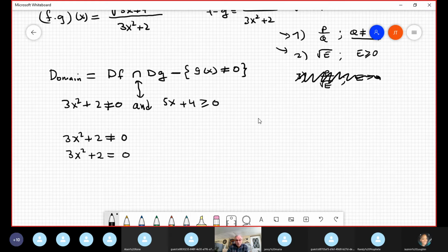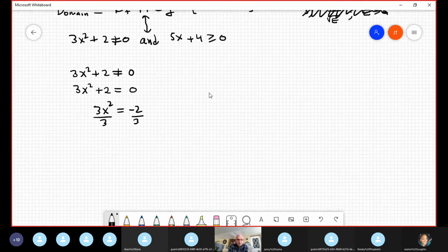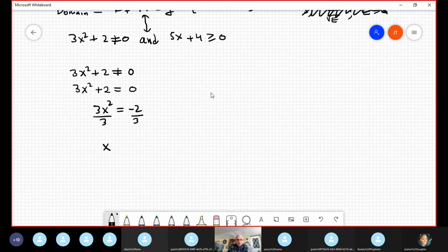But I feel good because the quadratic equation is okay for me. 3x squared is equal to minus 2 divided by 3. So you apply the square root method. Therefore, x squared is equal to minus 2 over 3, and you apply the square root to both sides. Look at what happened, plus or minus something. I don't finish this because I realize it's an imaginary solution.